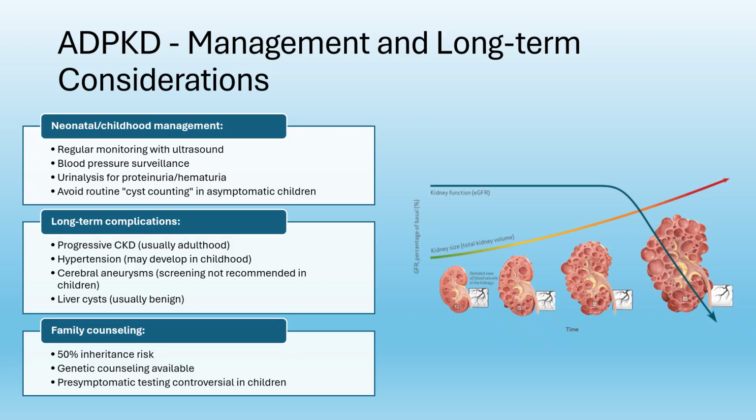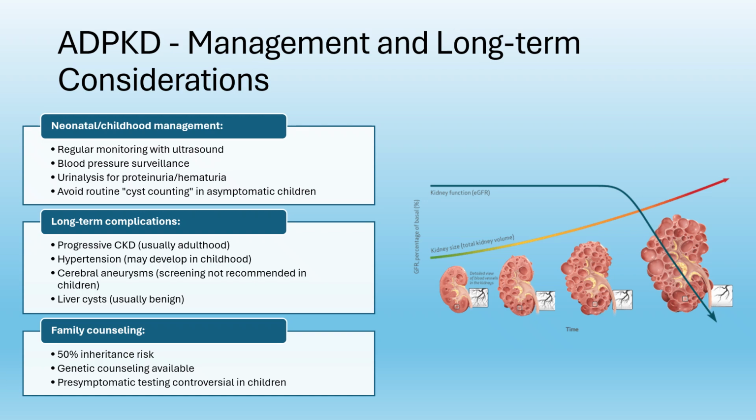Chronic kidney disease typically develops in adulthood as cyst burden increases and compresses normal parenchyma. Hypertension may manifest during childhood and requires aggressive management. Cerebral aneurysms, while concerning, don't warrant routine screening in asymptomatic children. Liver cysts develop commonly, but remain benign in most cases.